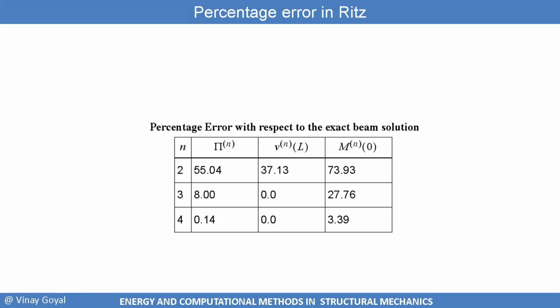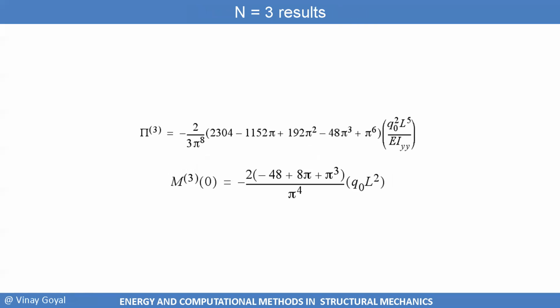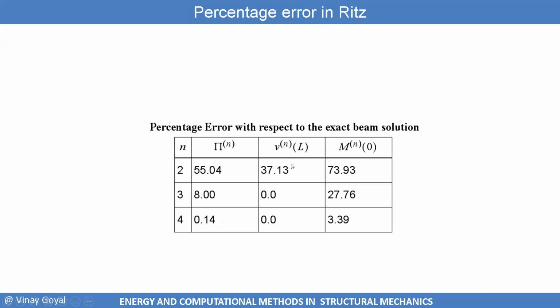So what is the percentage error in the Ritz approximation compared to the exact solution? If I want to look at the deflection at point L, that tip deflection, you can see how the error quickly vanishes to 0. If you compare the approximate value of pi to the exact solution, the error also decreases quite fast to 0.14. That's a percentage error, so that's basically 0 if you think about it.